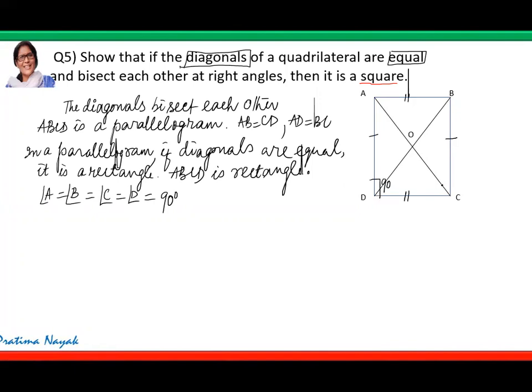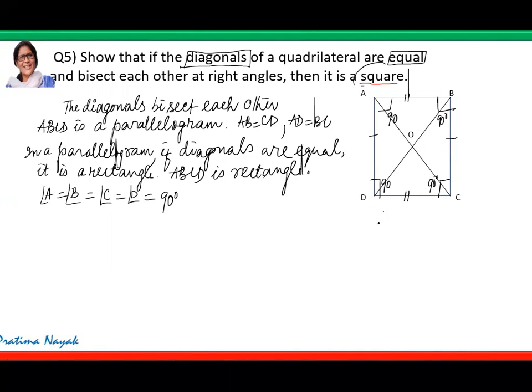So we have to prove that it is a square. In a square, the angles are 90 degrees, so one part we have proved. To prove it is a square, first we proved all angles are 90 degrees. And what else? In a square, all the sides are equal. We have proved that opposite sides are equal since it is a parallelogram.